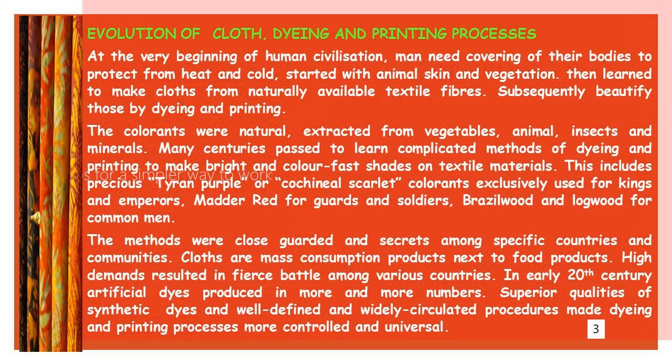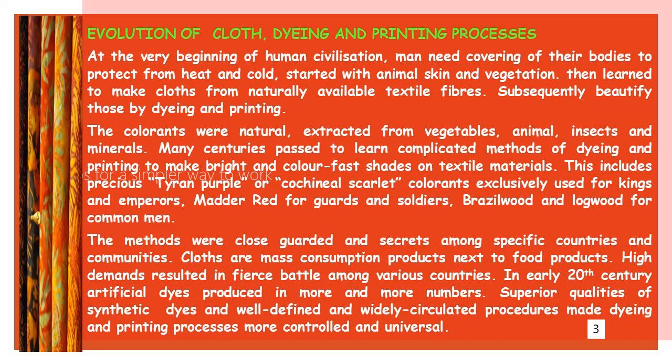Evolution of cloth, dyeing and printing processes. At the very beginning of human civilization, man needed covering for their bodies to protect from heat and cold, started with animal skin and vegetation, then learned to make cloth from naturally available textile fiber, subsequently beautified those by dyeing and printing. The colorants were natural, extracted from vegetables, animals, insects and minerals. Many centuries passed to learn complicated methods of dyeing and printing to make bright and colorful shades on textile materials.